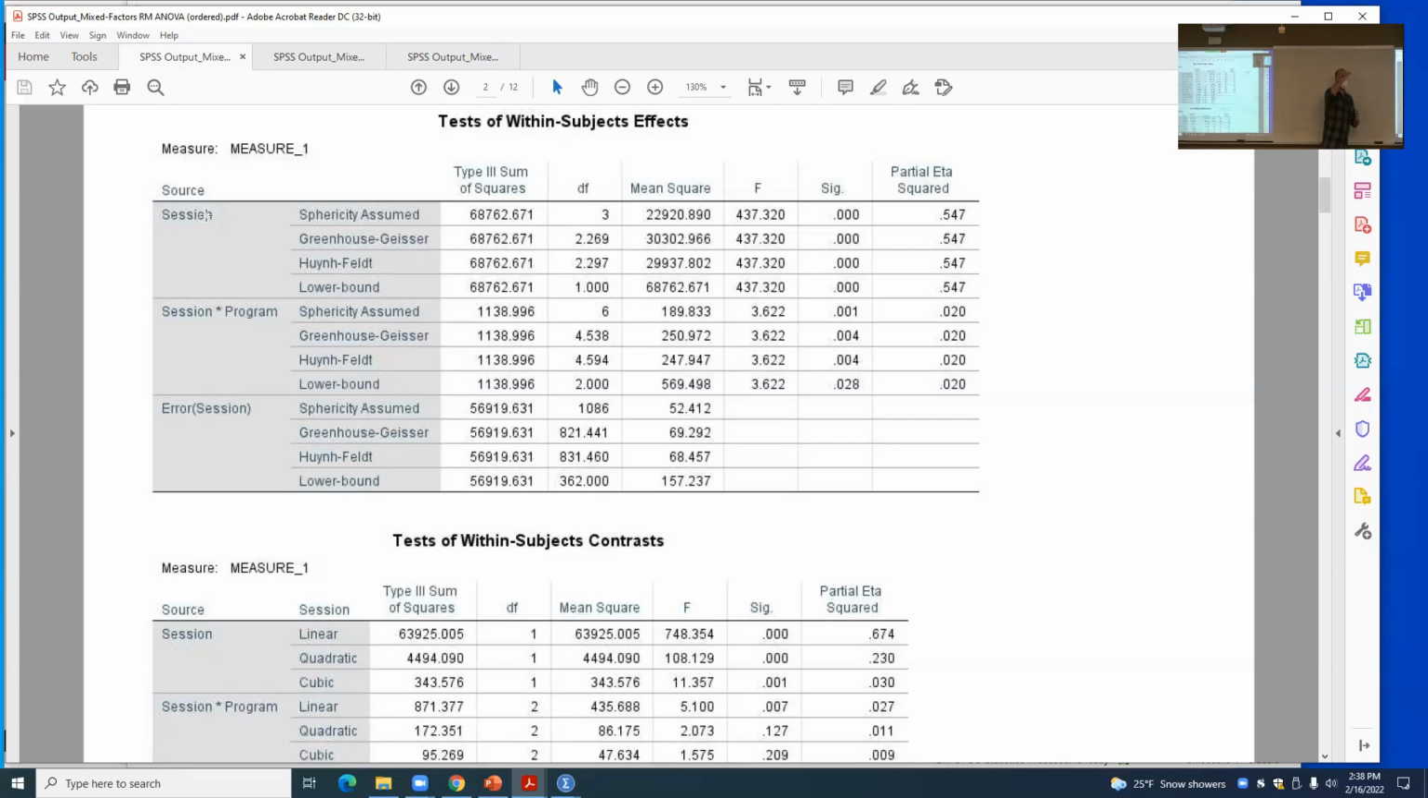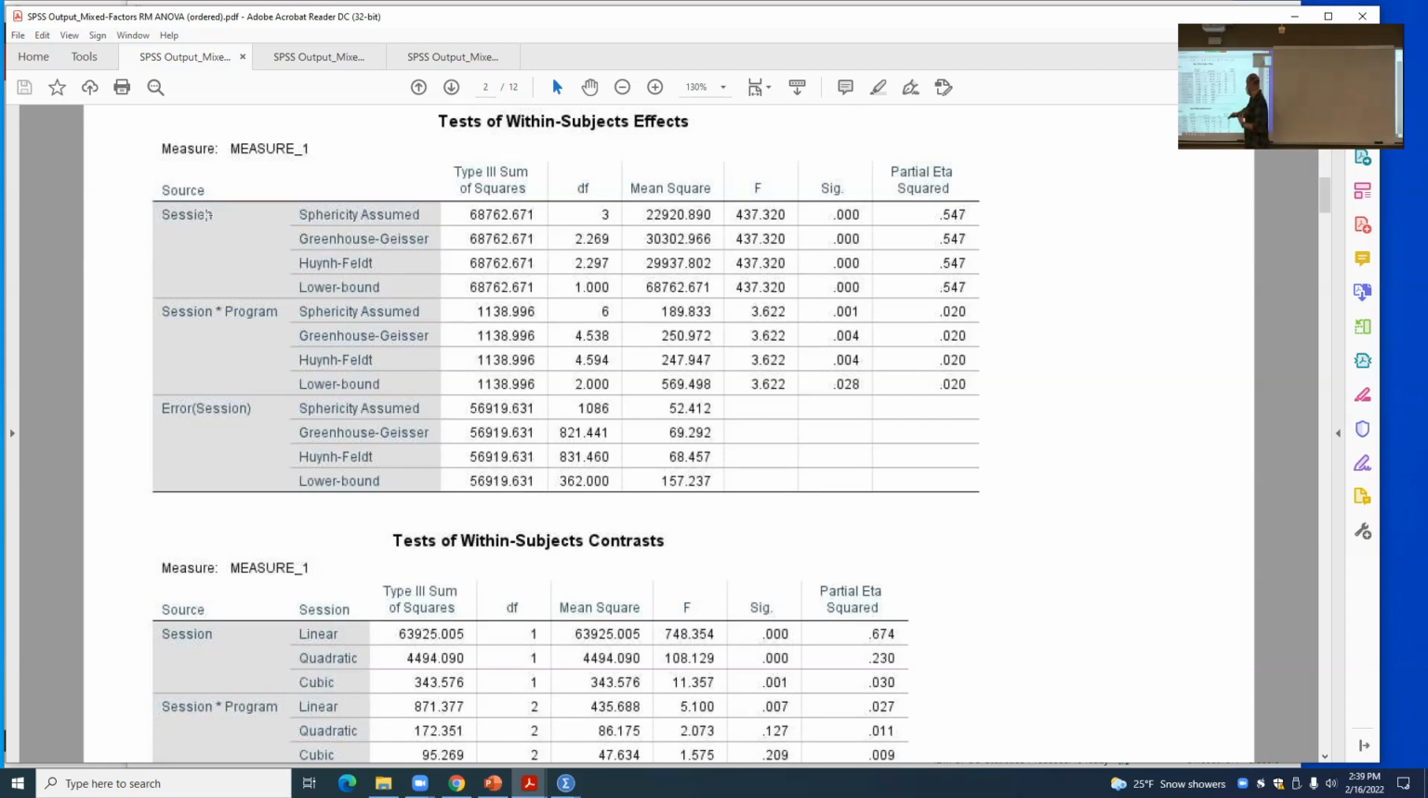Beautiful. Changes in my depression scores over repeated assessments is dependent on what program I'm looking at. Telling me that if you ask me, hey, how do depression scores change over the course of repeated assessments for people involved in this program? You say, I don't know. You've got to tell me which program they're in, because the program changes the pattern of means that we're seeing in these data. And with this type of design, this is often the type of thing that we're looking for.